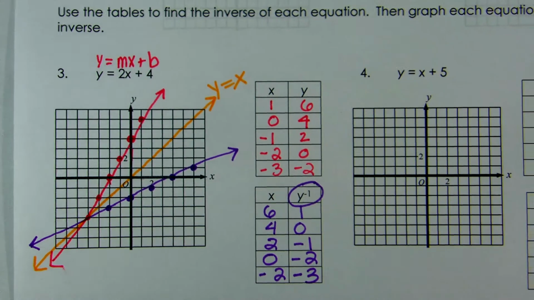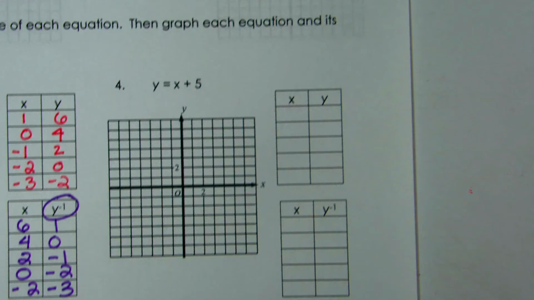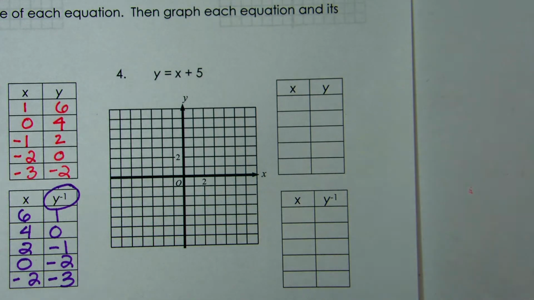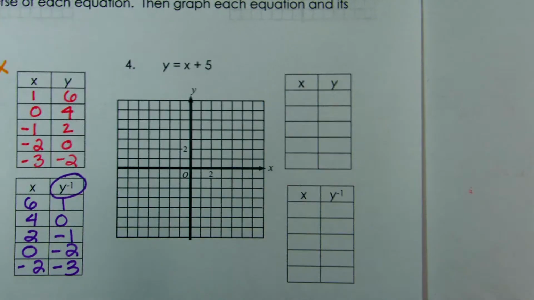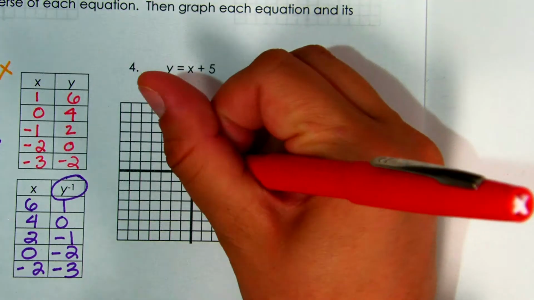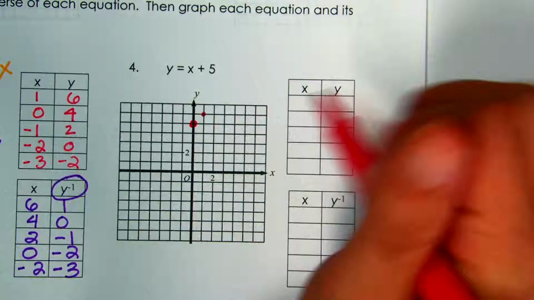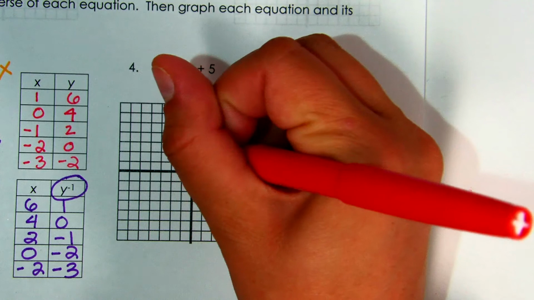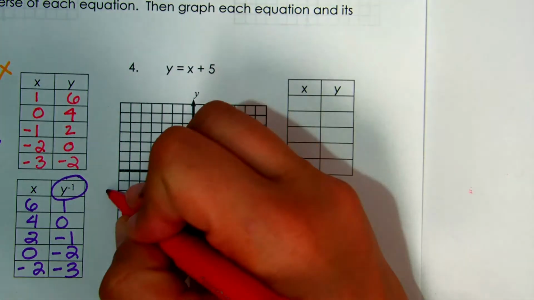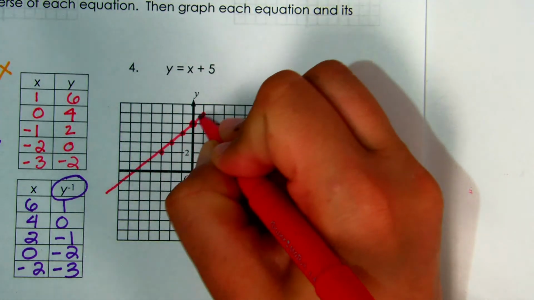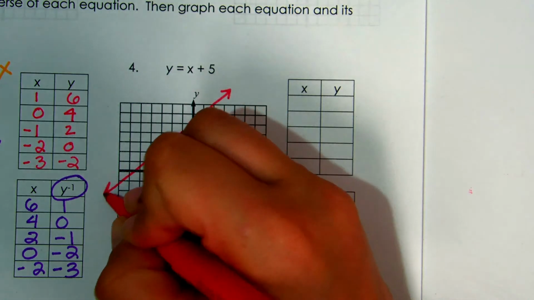Number 4. Number 4 is the same idea. I'm going to begin by graphing my line y equals x plus 5. I begin with b, which is +5. 1, 2, 3, 4, 5. And I have a slope of 1. I go up 1 and to the right 1, or down 1 and left 1. Connect my points.